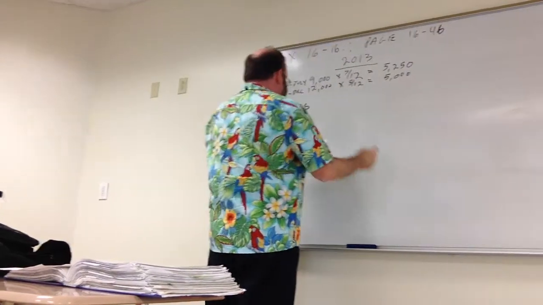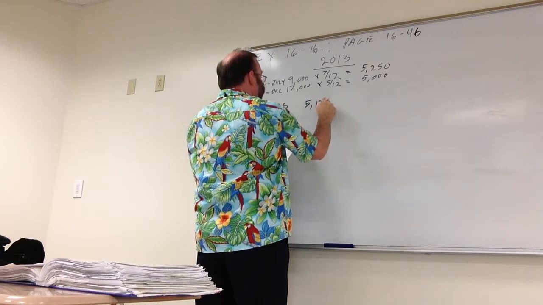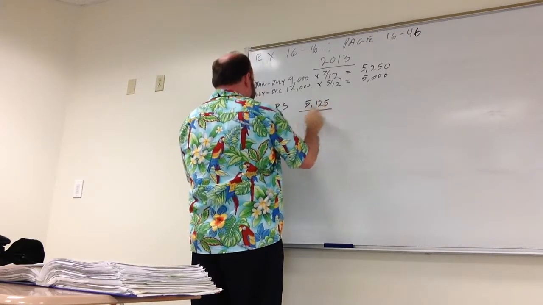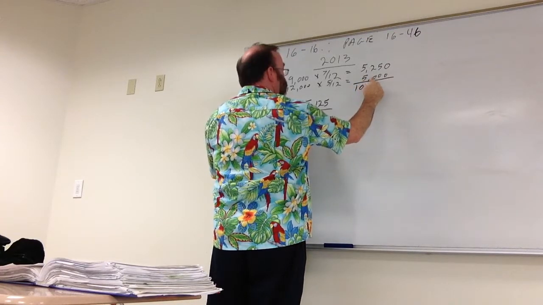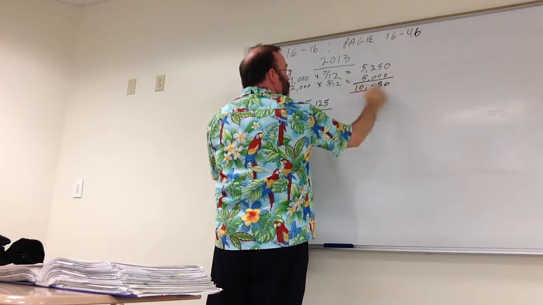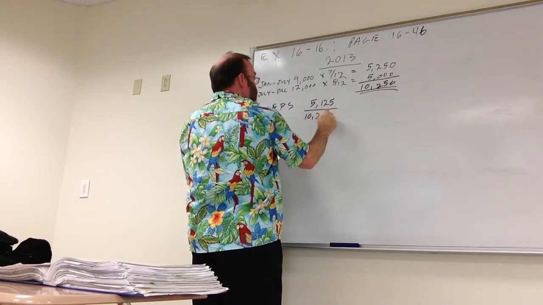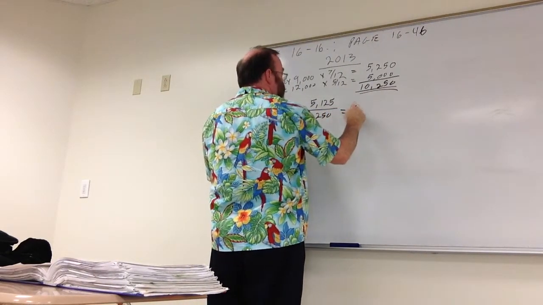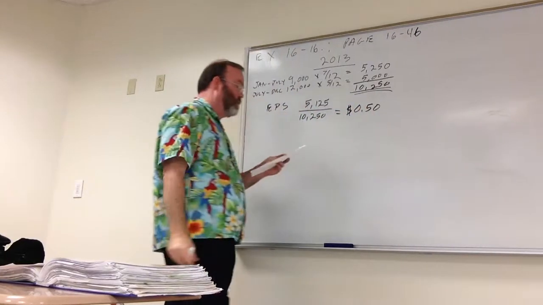So earnings per share is 5,125 divided by, oops, this total here is 10,250. Divided by the 10,250. And that's going to give us an earnings per share of 50 cents per share.